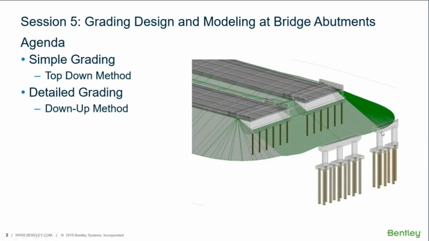The finished product will look like this image on the screen. We'll have some grading in front of the bridge abutment. We'll have grading up to the upper roadway corridor, as well as the wraparound slopes on the abutment edges. So let's jump into it.